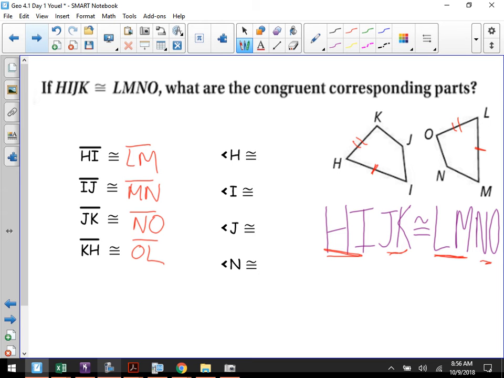Good. So angle L. So H here, congruent to L. How about angle I? M.